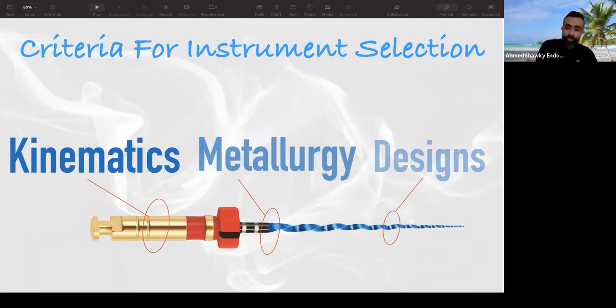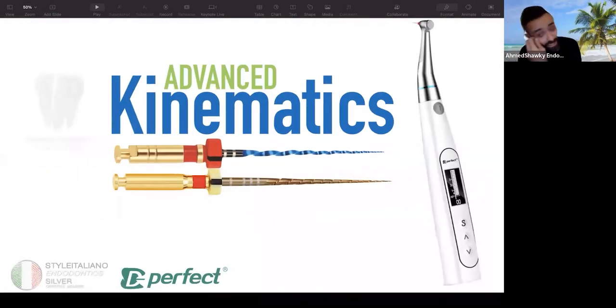I'm not telling you to open the book at the instrumentation chapter and revise the design of all files. No, we need to know a few design features that allow you to perform better in your practice. So let's start with the kinematics. As you see in this slide, this is the perfect motor, the ZRF, with an integrated apex locator. And we will have a full session within this presentation about how to achieve accuracy from your apex locator and use it the best.